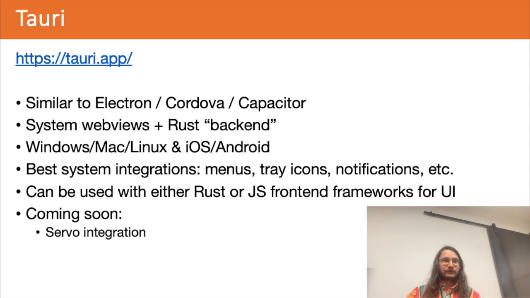But I think Tauri is a good option if you want to do a Rust UI. If you would consider using something like Electron otherwise, then you get much smaller binary sizes, and you get to use Rust for the node side of things. And because it's using the system web views, it has all the accessibility and stuff that you get with that.